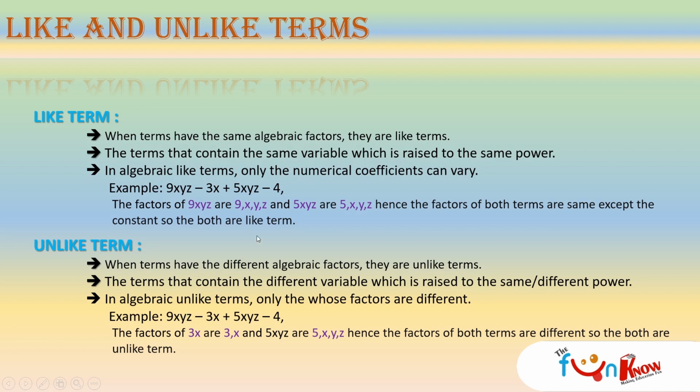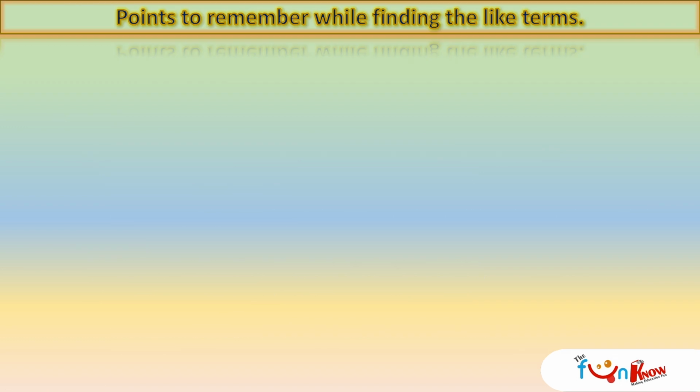But if you are talking about like terms, then 9xyz and 5xyz are like terms because they have common variables plus the same power. Basically, we can say same raised to power. Okay. Points to remember while finding the like terms.